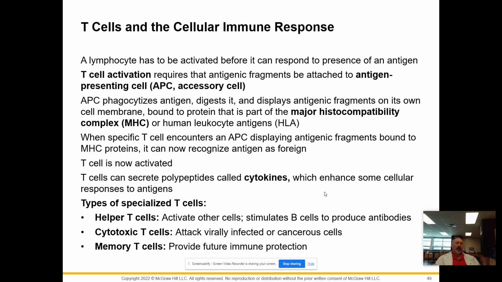So if it ever sees it again, it already has all the tools hammered out, ready to go, and it just turns on the machines to make that. Instead of needing to machine out the right tool and then develop a response, it's like we just need to make copies of it. Go, go, go, go, go.